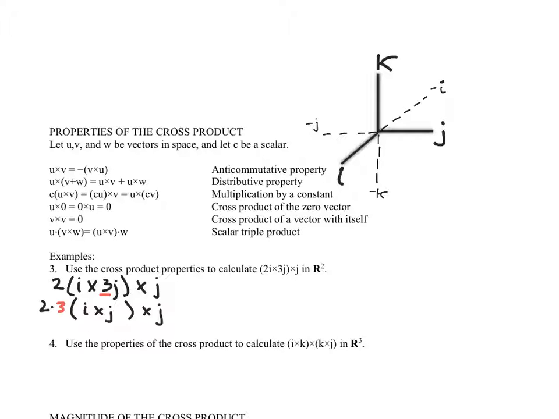So I can do that and also use the anti-commutative property. If I know what j going towards i would give me, that would be the positive k going upward, then the other way around would be the negation of it.